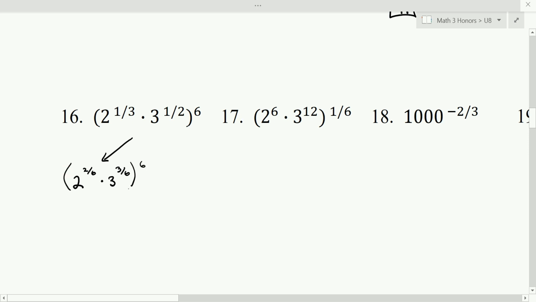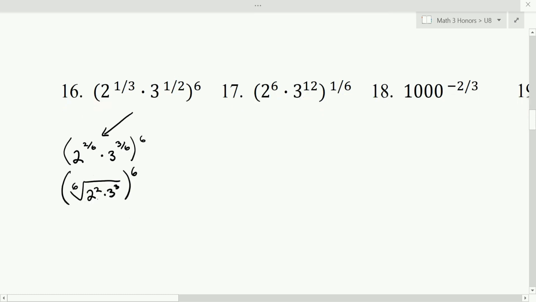What would you do next, Atticus? Okay, so you can look at this as the 6th root of 2 squared times 3 cubed. So you can't multiply the 2 and the 3 together yet, but you can find 2 squared and 3 cubed and multiply that together. And that would still be the 6th root of that, or raised to the 6th power. And 2 squared is 4. 3 to the 3rd is 27.